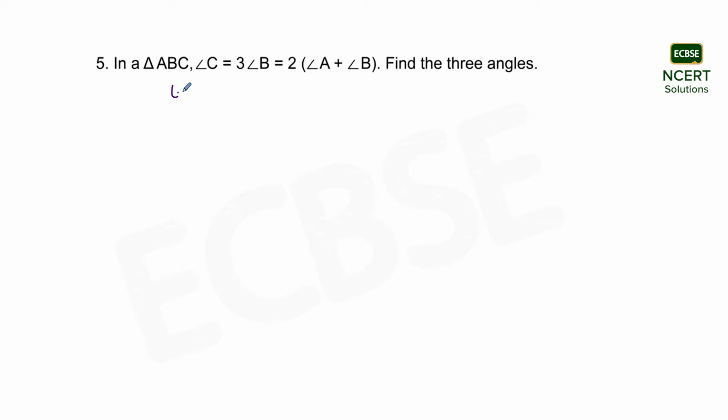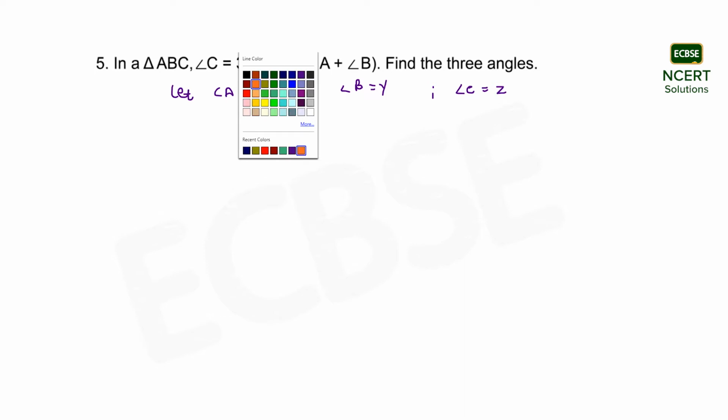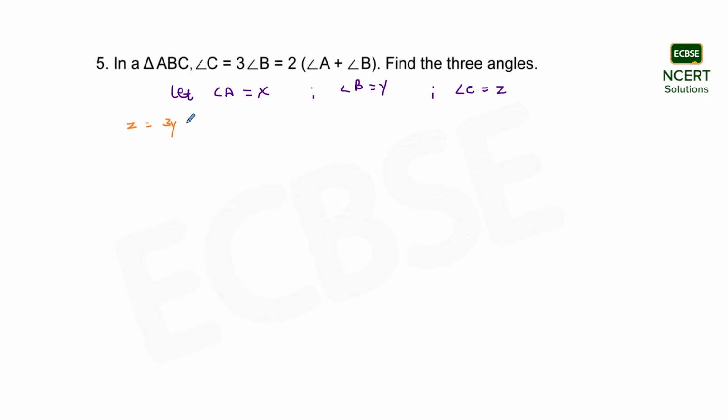Before doing this question, let us make some assumptions. Let angle A be equal to the variable x, angle B be equal to the variable y, and angle C be equal to the variable z. If we put these variable assumptions into the condition provided in the question, we get z = 3y = 2(x + y).